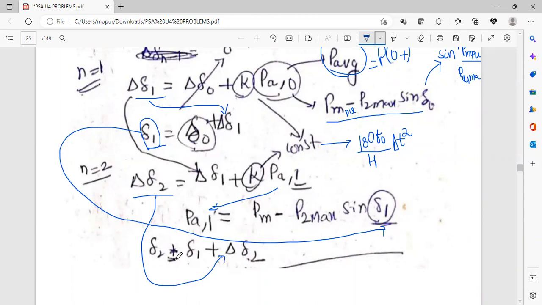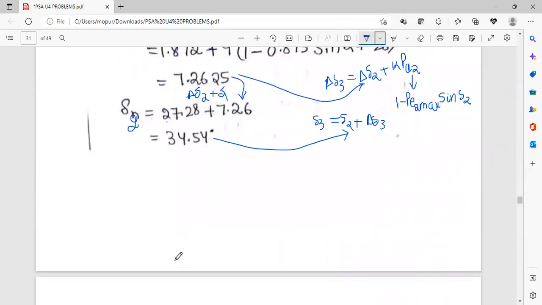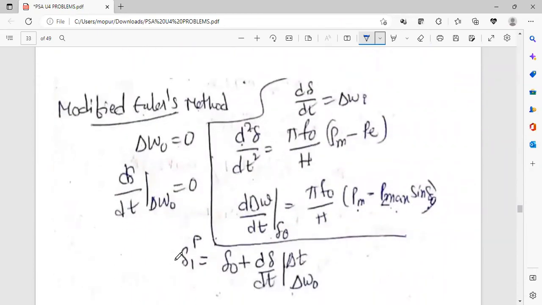This is the procedure for the step-by-step method. Now, similarly, let us understand this procedure for the modified Euler method. In the modified Euler method, we know d del by dt is equal to del omega. We know that. So initially, del omega naught is equal to 0. So what is del omega naught? Del omega naught is d del by dt, which is equal to 0.